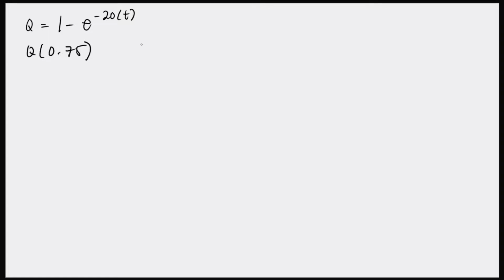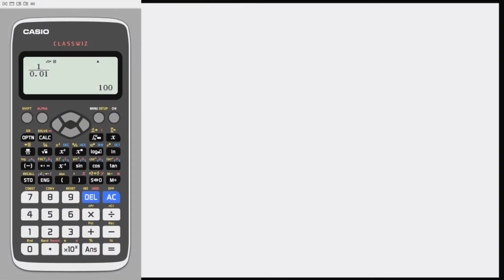So, let's bring out our calculator. We have 1 minus shift ln, e raised to negative 20 alpha x. Then press calc. What's the value of x? We have 0.75. Then we have 0.999, or simply 1 coulomb. So q is equal to 1.